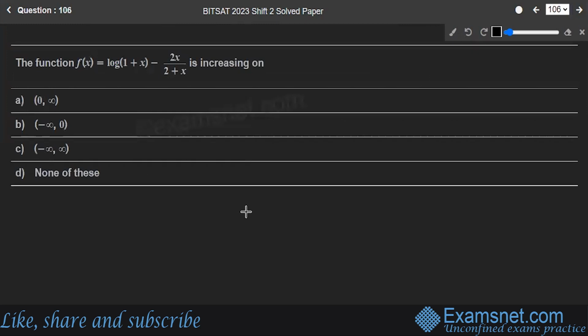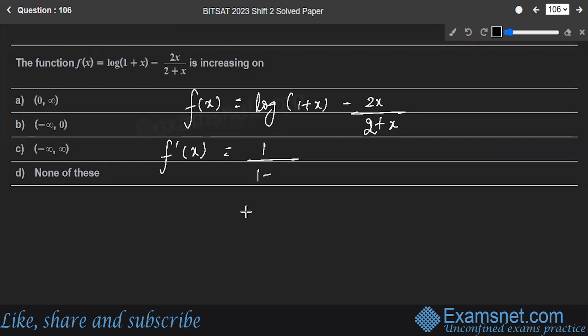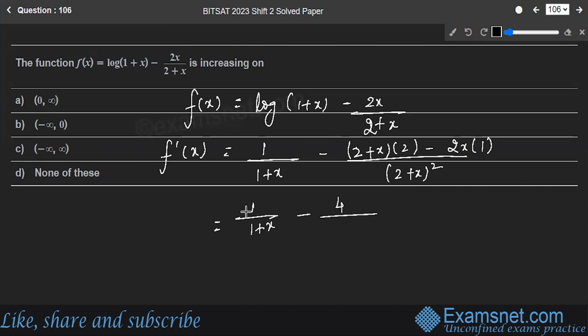The function f(x) = log(1 + x) minus 2x upon 2 plus x is increasing on. So you have this function f(x) = log(1 + x) minus 2x upon 2 plus x. So f dash x will be given by 1 upon 1 plus x minus, denominator square, here will be denominator into 2 minus 2x into 1, or this is equal to 1 upon 1 plus x minus 4 upon (2 + x) square.